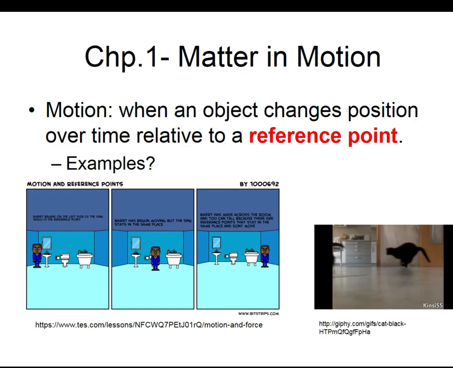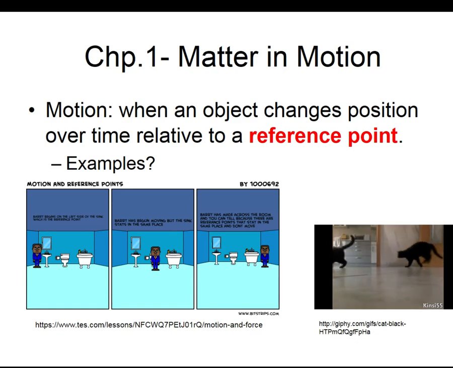Could a reference point be moving? Sure. A reference point does not have to be standing still. For example, maybe I'm running next to the cat, and the cat races by me, and someone can see that the cat is moving faster than me, so they're comparing him to me. Or maybe you pass a car on the street, and you're moving faster, and somebody can see that you are moving faster because you're comparing to the other car that's moving. So the reference point can move. It doesn't have to be standing still.